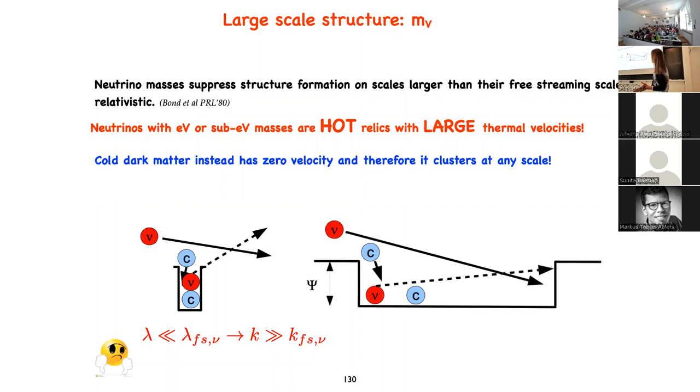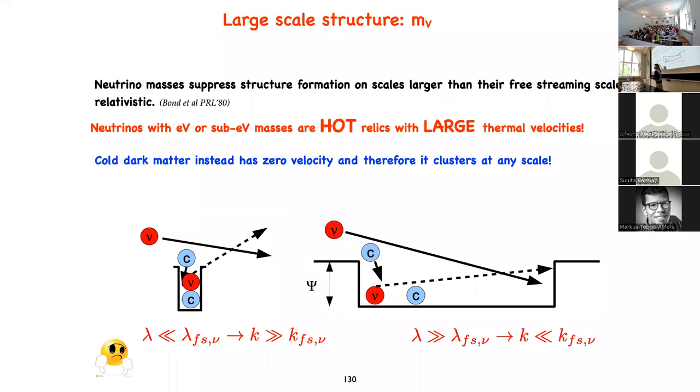Neutrinos will have something associated that is called the so-called free streaming scale, okay? So if the wavelength of the perturbation of the gravitational potential well is smaller than the free streaming scale, neutrinos won't cluster, okay?